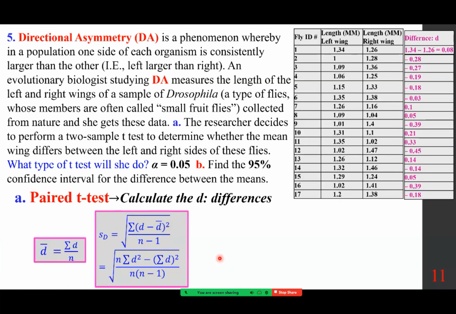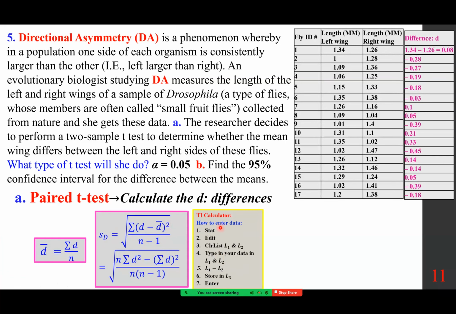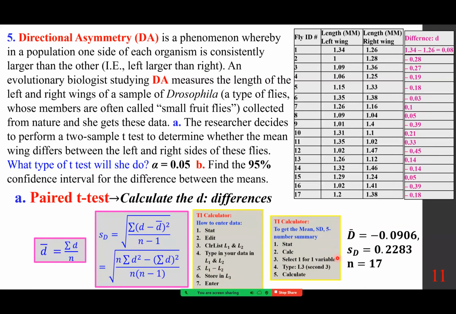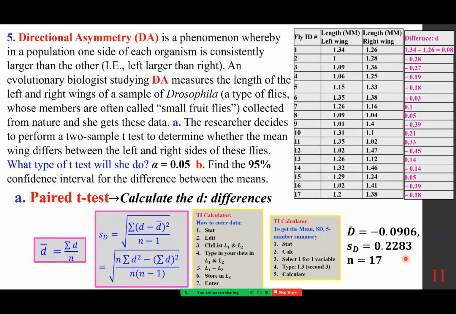Okay. So we put the information in: stat, edit, clear. We're going to clear two lists, L1 and L2. Type in the data, these two, in L1 and L2. And then L1 minus L2, we are going to store it in L3, which becomes D. And then we use this information, stat, calc, and so on and so forth, to calculate D bar and S sub d. And notice D bar is negative 0.0906. We have entered it, and it's done the calculation for us. S sub d is here.